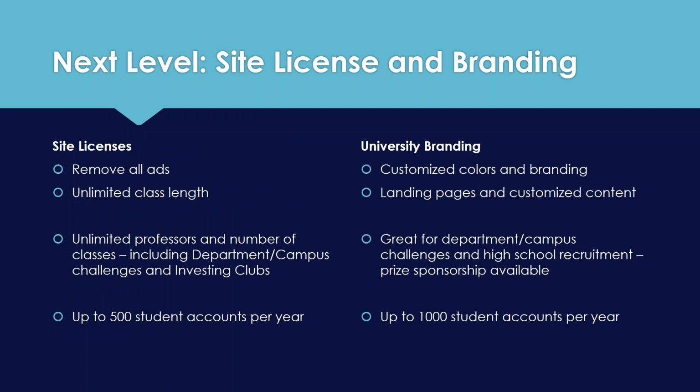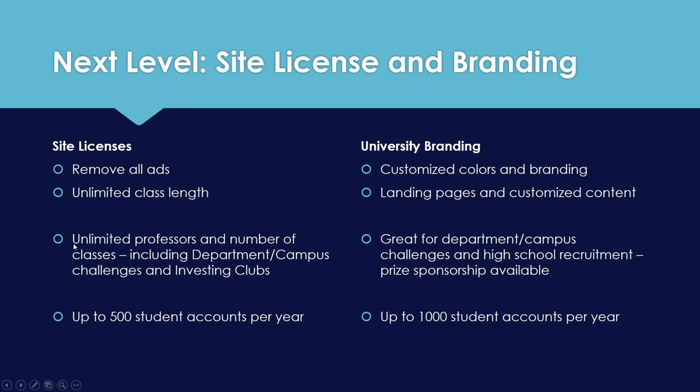So the next level, if you are using StockTrak in more than one class, or if you want to start expanding it to include a student investment club, if you want more things like that, we also have two better ways that you can expand your class usage. The first is through a site license to StockTrak.com. The site license will basically remove all the ads from the site. It will remove those service levels, so you can choose your class length as long as you want it to be, with as many trades as you want them to have.